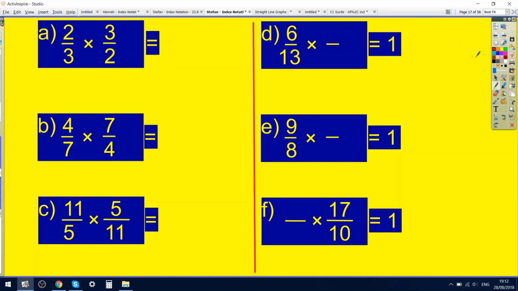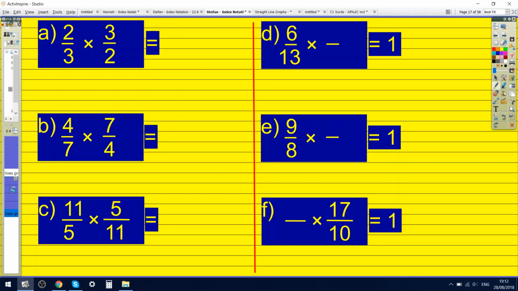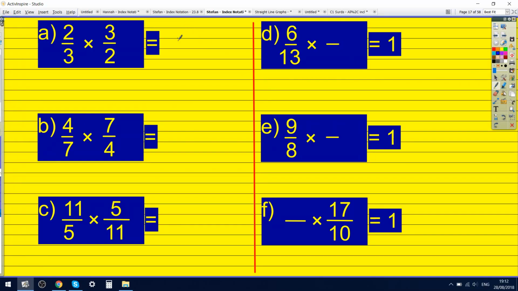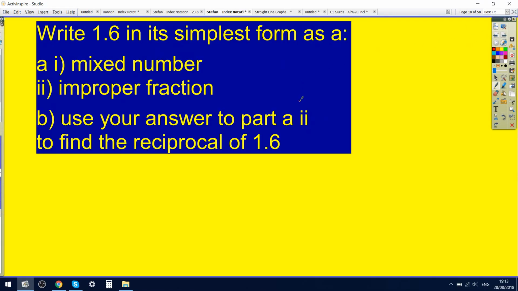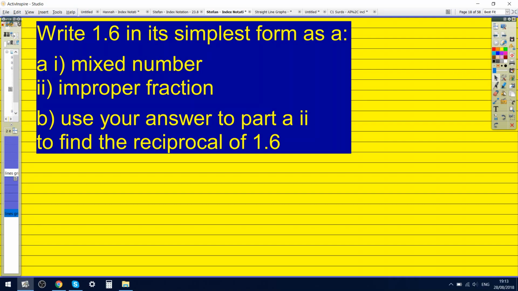What do you get when you multiply these? First one. How about the one on the right, top right? That's it. Okay, how about this one? As an improper fraction?